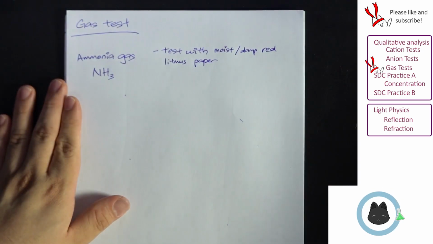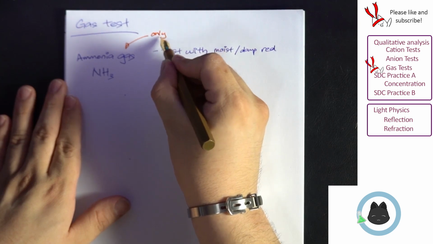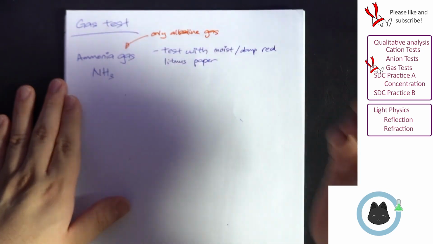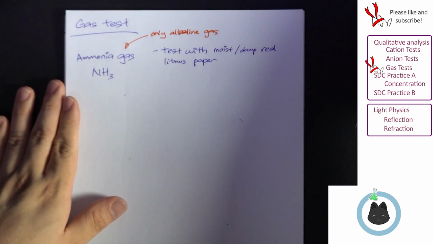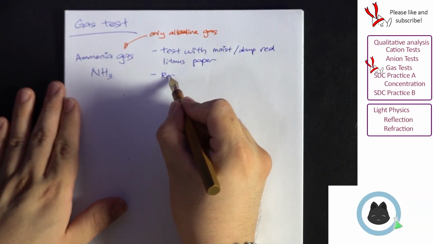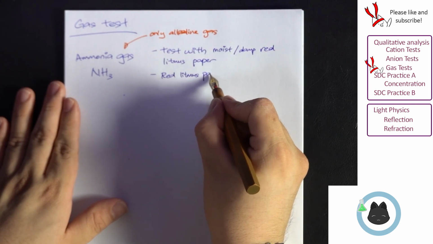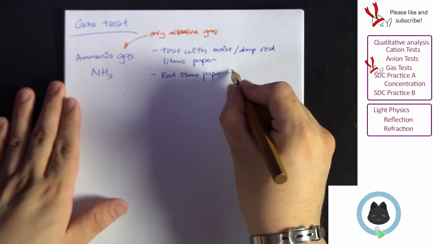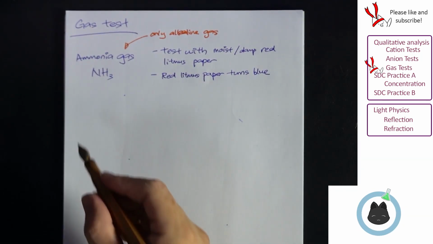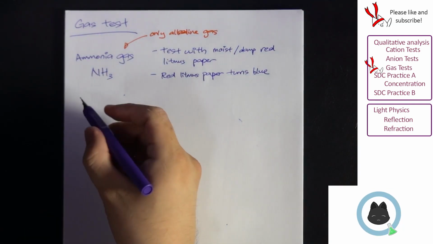Ammonia gas is the only alkaline gas you study in your O-level syllabus. So if you have your red litmus paper, what happens is the red litmus paper turns blue. Then that's your first gas. Then the second one would be carbon dioxide.